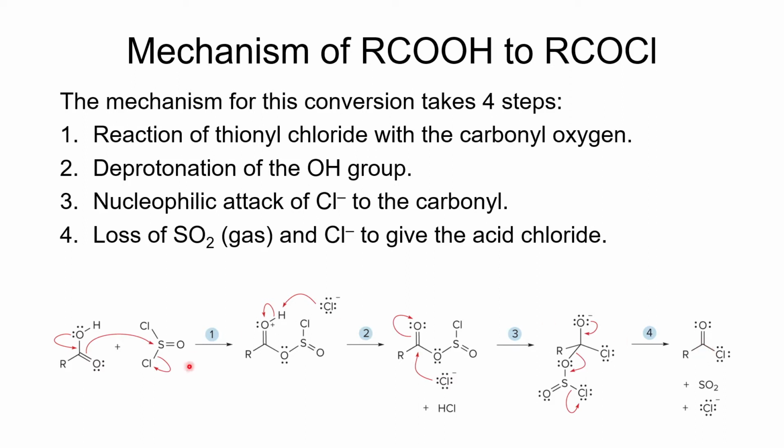Again, I'm not so concerned with you showing me the mechanism for this. I want you to understand what's going on. This first step, the whole point of it, is to create something that's a better leaving group than water. We're converting the OH into a different leaving group, and we're making something that's a really, really good leaving group, which is this functional group. And it leaves in the form of SO2 and chloride.